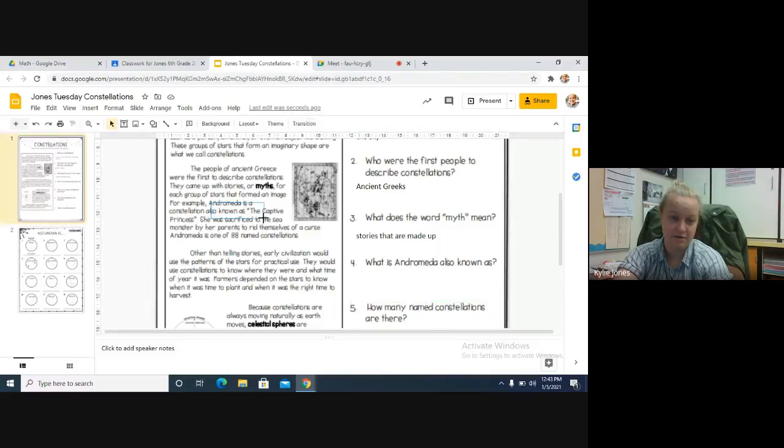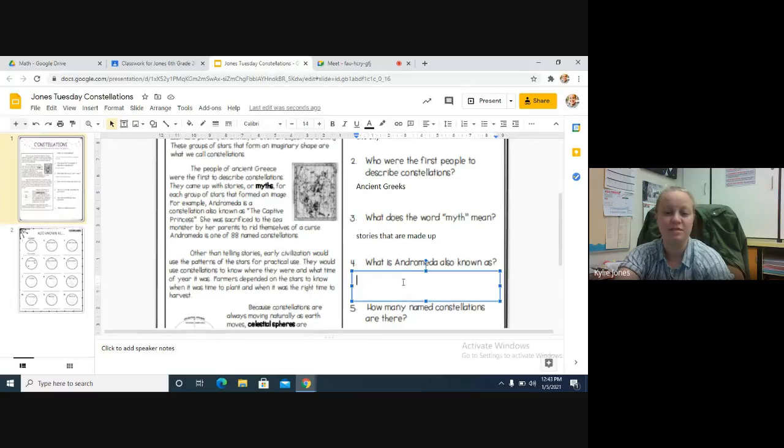Let's see. Can I highlight on here? Oh, cannot highlight. It says right here, for example, Andromeda is a constellation also known as the Captive Princess. So this comes from one of the myths about Andromeda, and her parents had a curse on them, so they threw her into the sea, and she became the captive princess. They weren't very nice parents, apparently. It'd be a little sad to throw your daughter into the sea.